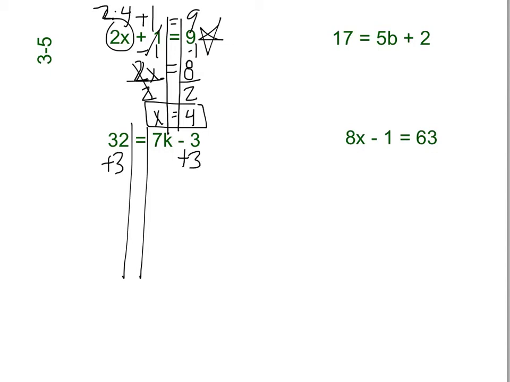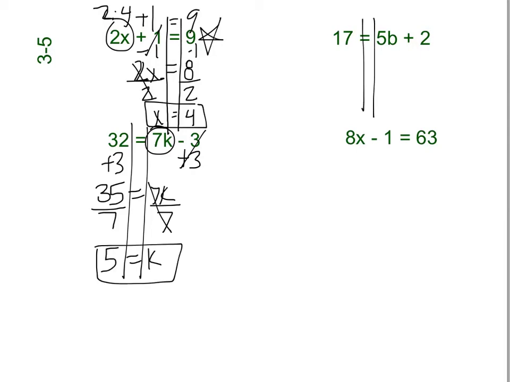Next one. I'm going to get rid of my minus 3 first by adding 3. Remember, you always get rid of the addition or subtraction first. This side, that cancels out, and I have 7k left on that side. On the other side, when I add that together, I get 35. Divide both sides by 7, and k is equal to 5.